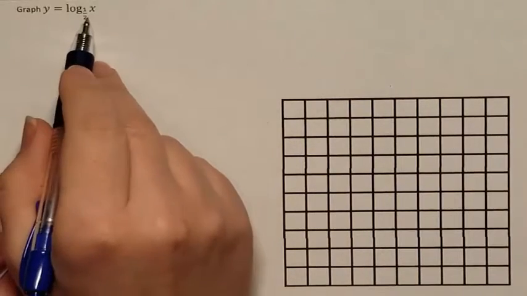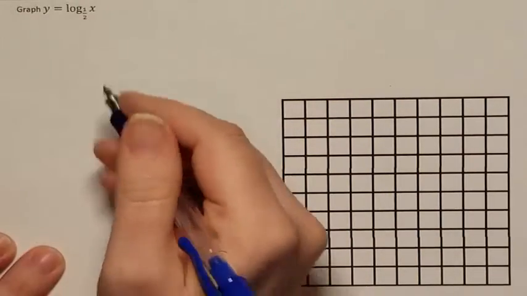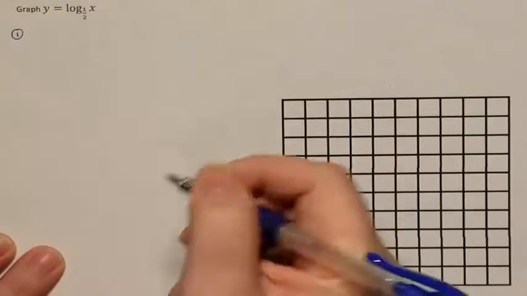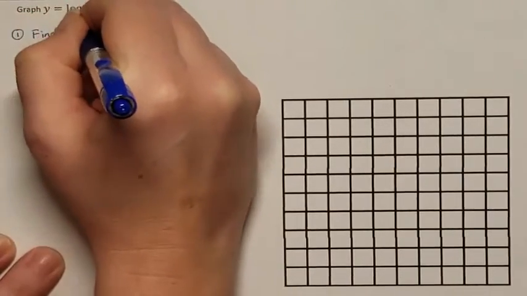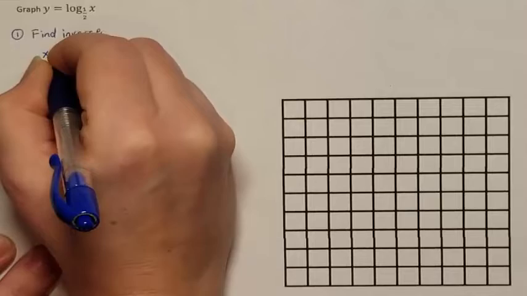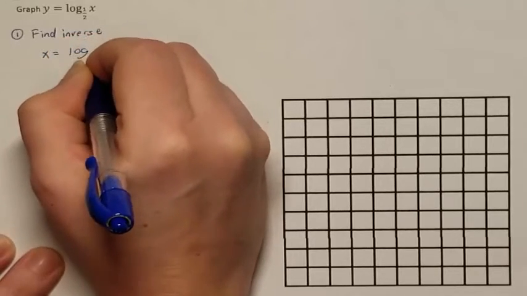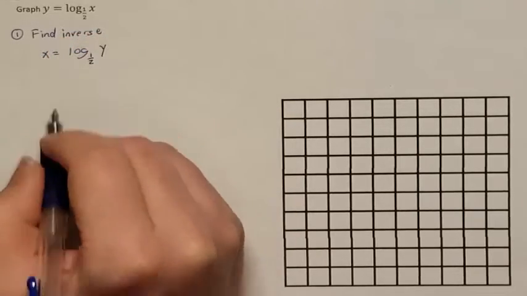I'm being asked to graph a log. I have no idea how to graph a log, so I'm going to find its inverse because I know how to graph the inverse. So first, find my inverse, which means I'm going to switch my x's and my y's. And now I need to solve for y.